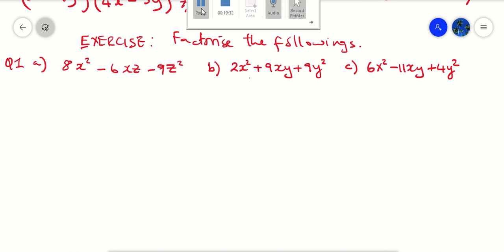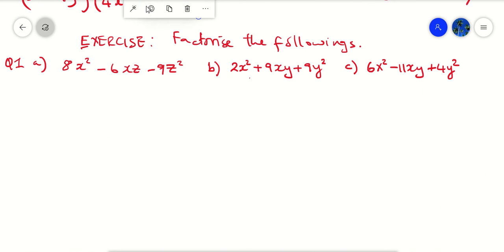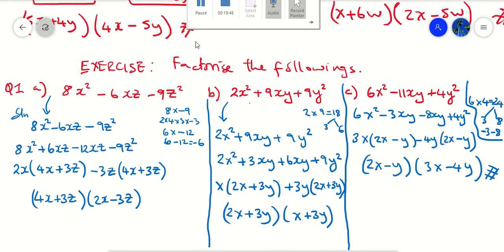Right, exercise number 1, I've got question 1, I've got 3 parts, A, B, and C. Pause the video and try this for yourself, and I will put the solution of this once you have tried it. Okay, this is the solution of our question number 1.